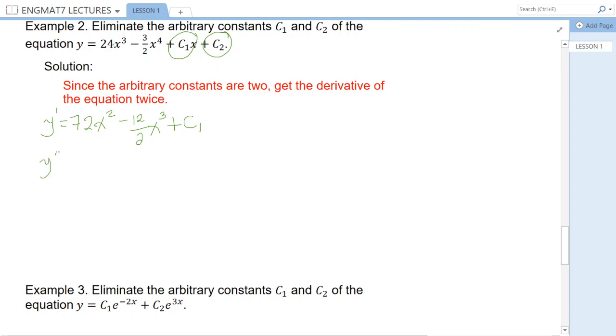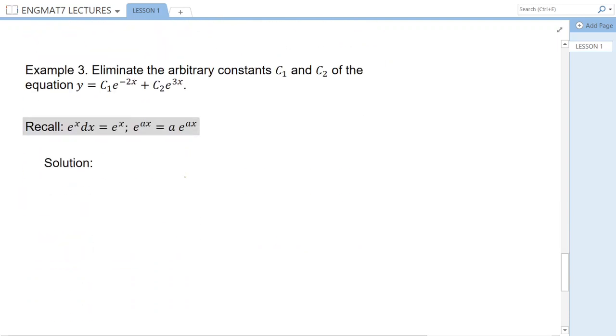Getting the second derivative: that is 72 times 2, which is 144, x, since that is 2 minus 1, minus 6 times 3, that is 18, x raised to 2, plus 0. So the arbitrary constants are all eliminated. Simplifying further, it gives us y double prime equals 144x minus 18x squared. That is our final answer.